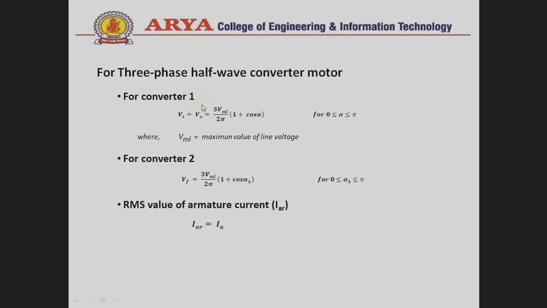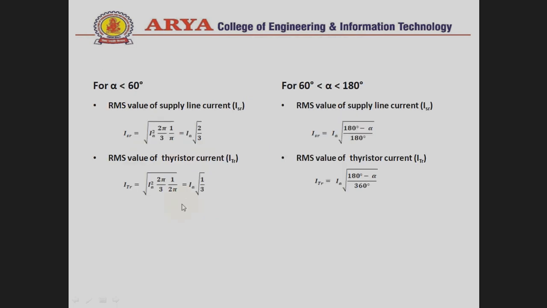This is the basic formula related to the three-phase half-wave converter motor. Converter 1 is related to the armature circuit, and converter 2 is related to the field circuit. And this is the comparison of the RMS supply current if we consider alpha is 60 degrees, and this is for alpha greater than 60 degrees and less than 180 degrees. This is the RMS value of the supply line current. This is the RMS value of the thyristor current.